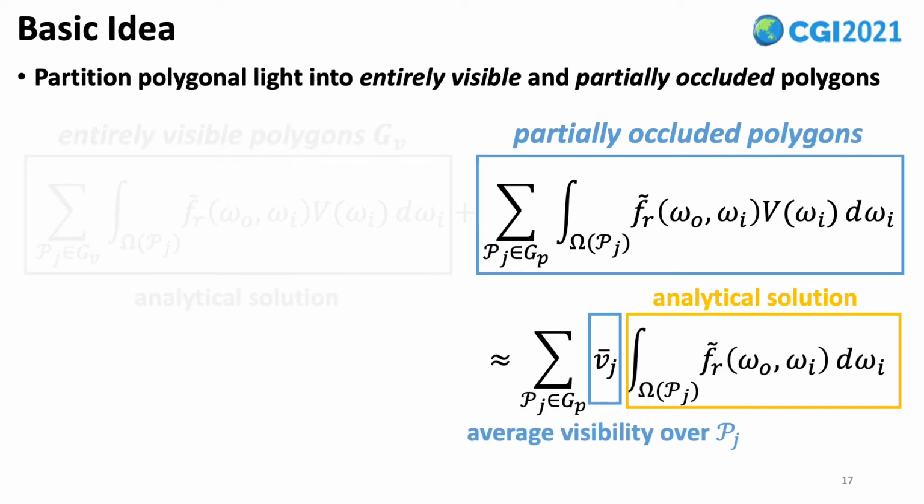Our method approximates the double product integral by factoring out the visibility function at the cost of the approximation error, where Vj bar is the average visibility over the partially occluded polygon Pj. Our method can reduce the approximation error so as to partition the polygonal light source into the entirely visible polygons as much as possible, and to reduce the partially occluded polygons.